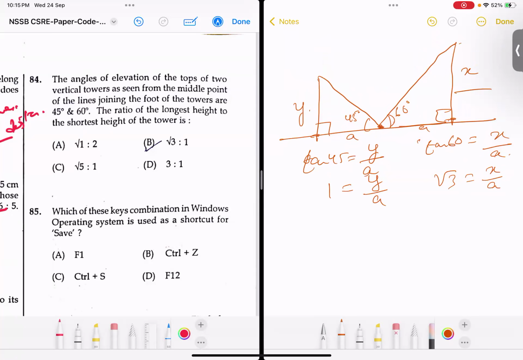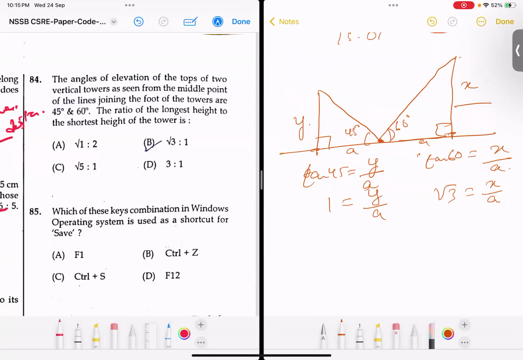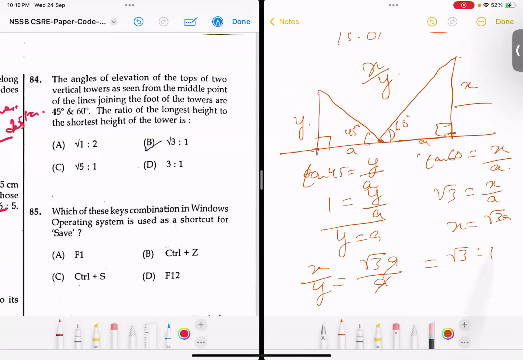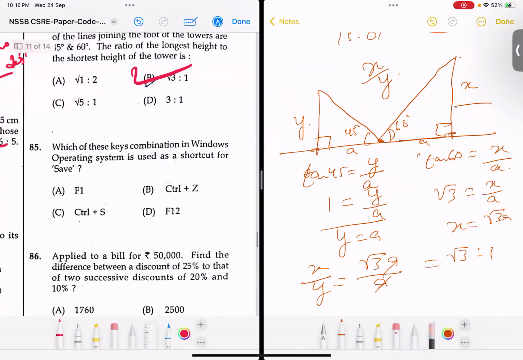Now, what is the question being asked? The ratio of the longest height to the shortest height, right? Which means we have to find the ratio of x by y. So y is equal to a from here. x is equal to root 3 a. So x by y is equal to root 3 a by a, which is root 3 is to 1. Okay, root 3 is to 1.